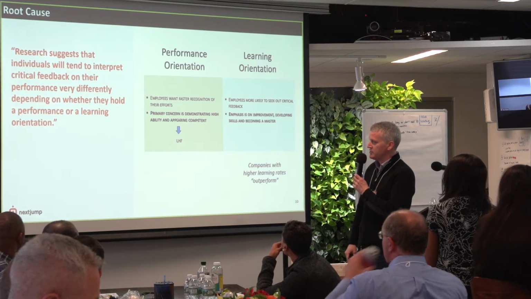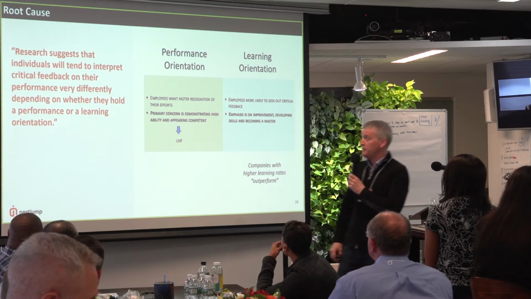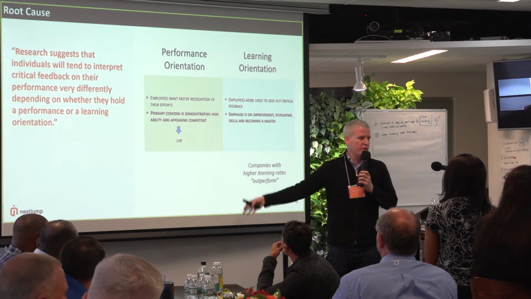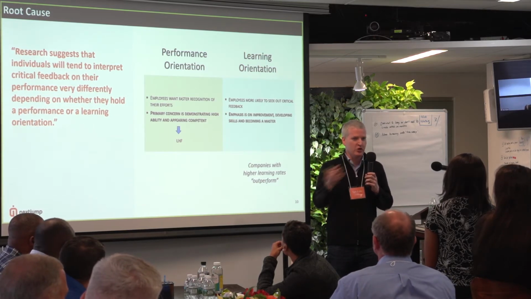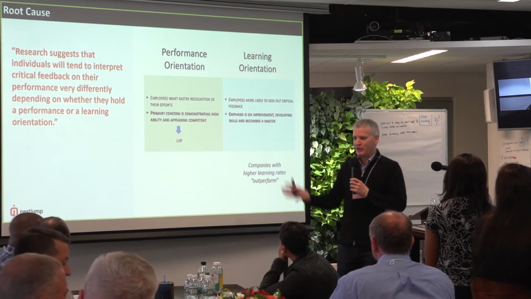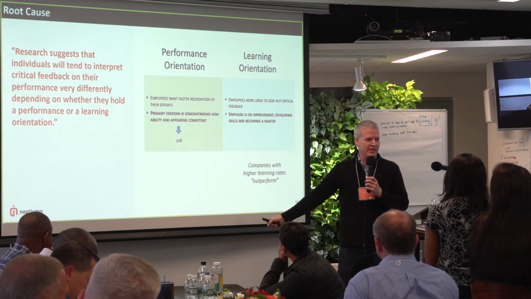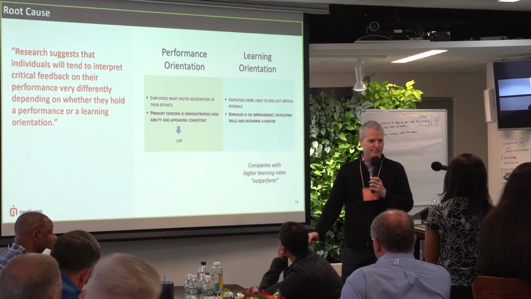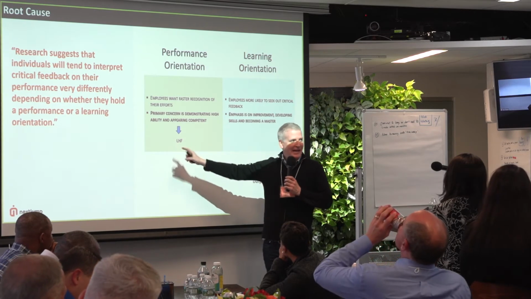That research suggests that individuals will tend to interpret critical feedback on their performance very differently, depending on whether they hold a performance or a learning orientation. If you have a performance orientation, that means I believe right now I'm being graded, this is going on my permanent record, this is going to affect my bonus, and where I'm going to get promoted. And 99.9% of organizations are entirely designed around a performance orientation. Everything you do goes on your permanent record. Every failure is like a stab in the back. And that leads to what we've talked about before: lying, hiding, and faking.